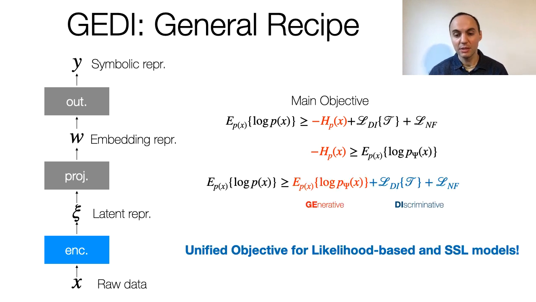So we have the red term, which is the log likelihood of a generative model, and two or more terms which are the discriminative part about self-supervised learning. So now we have a unified objective that allows us to consider all possible likelihood-based models like variational autoencoders, normalizing flows, energy-based models, and so on, together with self-supervised learning.